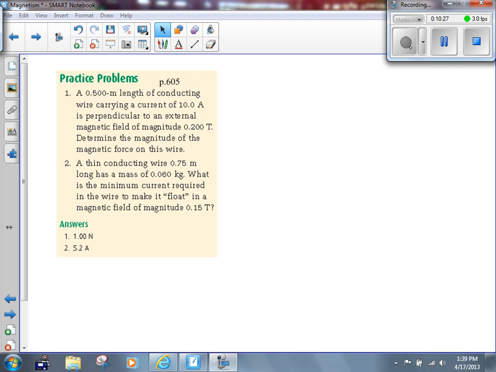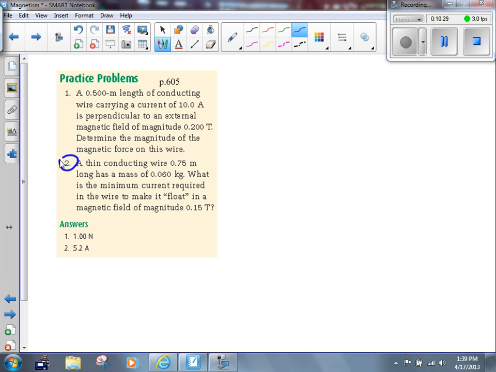Now let's take a look at the second question here, everyone. It says a thin conducting wire 0.75 meters long has a mass of 0.06 kilograms. What's the minimum current required to make the wire float in a magnetic field of 0.515 Tesla? We've got a few variables here, nothing to do with the unit conversion, so that's good news. This is going to be the length of the wire. This is going to be the mass. This is going to be the magnetic field strength. We're looking for the current required to make it float.